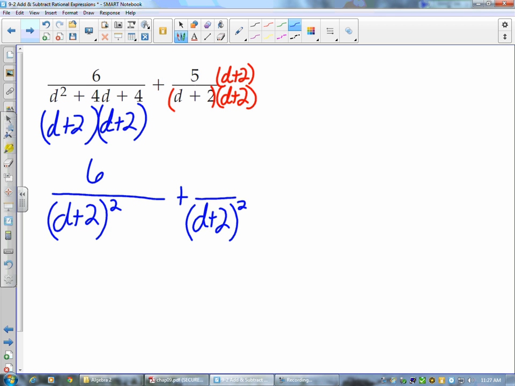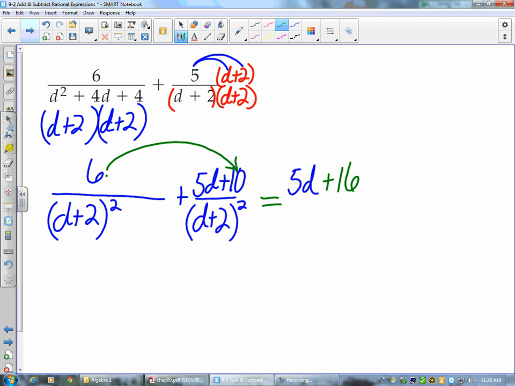So this doesn't change. That stays a 6. But remember, take this 5 and distribute it across those parentheses. So you will have a 5d plus 10. Then you can add these two together. And remember, a 6 can only combine with a regular number, so it's the 6 plus 10. So your final answer will be 5d plus 16 all over d plus 2 squared.